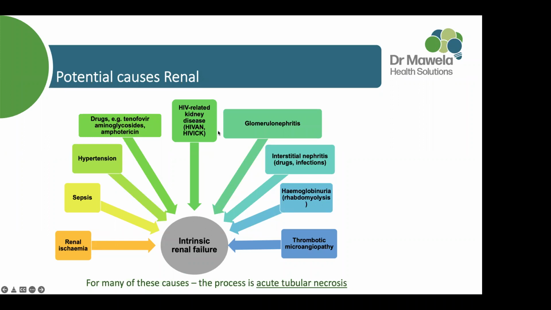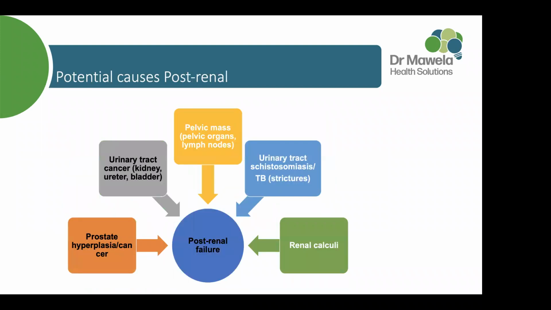HIV-associated kidney disease, which can be HIV or HIV, glomerulonephritis, interstitial nephritis, either due to drugs or even direct insult by some of the infections, hemoglobin. So a whole lot of conditions that can cause acute tubular necrosis leading to direct kidney injury.